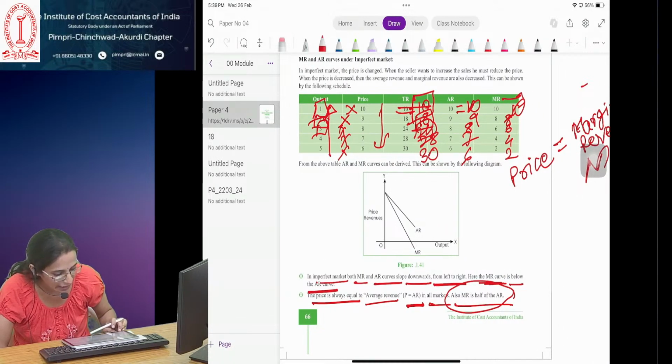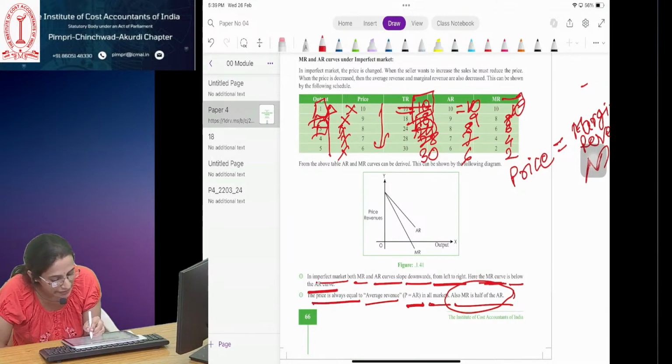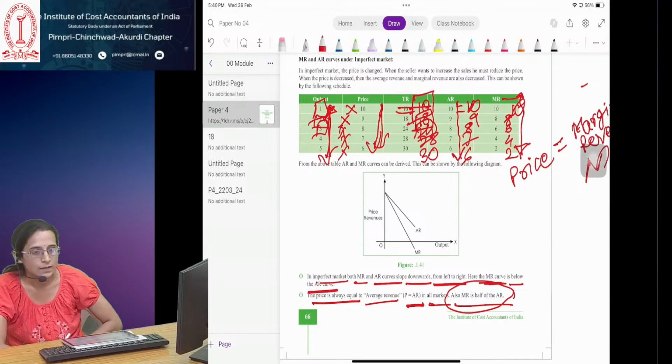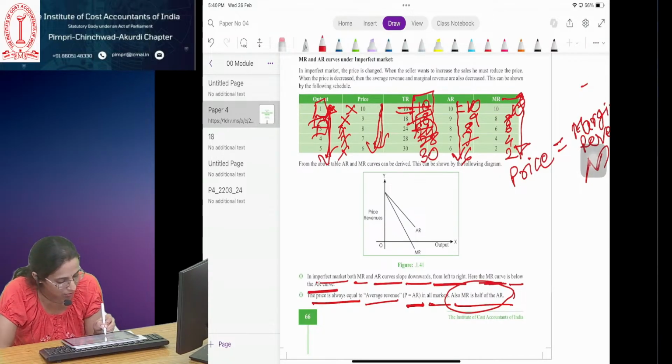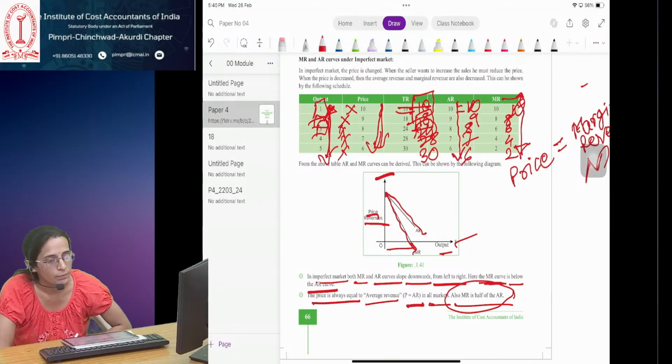And now we will discuss what we can see in the imperfect market. As the output is increasing and the price is falling, average revenue is also falling and marginal revenue is also falling. Right? So in this curve, figure 1.41, price or revenue is on the y-axis and output on the x-axis. As the output is increasing, average revenue is decreasing, marginal revenue is also decreasing, right?